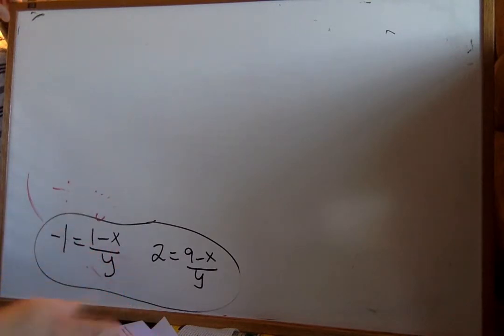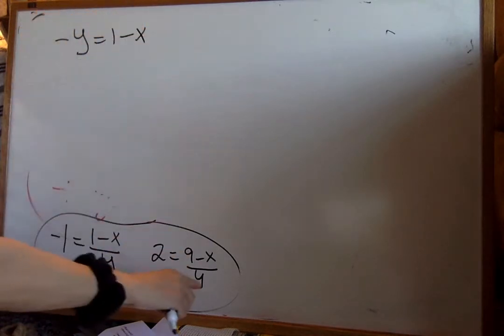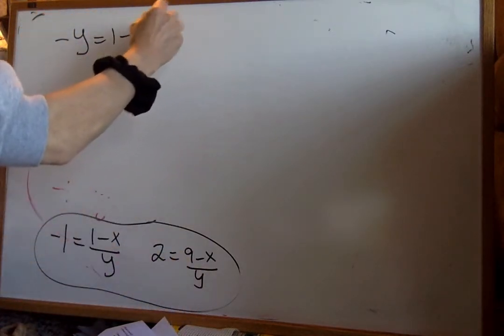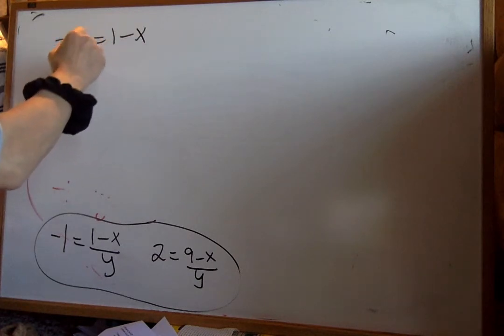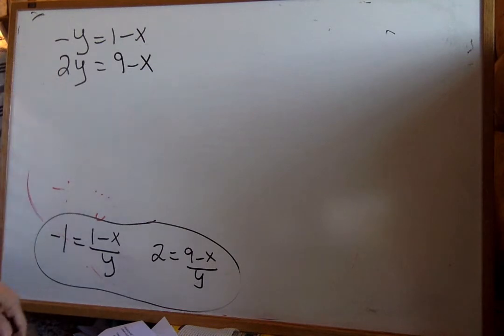We don't like fractions, right? Multiply both sides by y. Multiply both sides by y. I'm just going to write it below. That looks like something you absolutely would see in an Algebra 1 textbook.